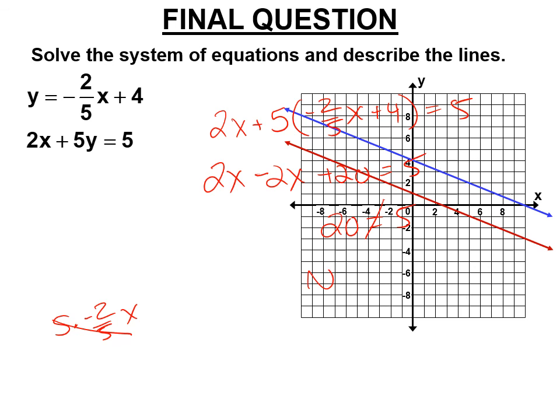Well, that's nonsense. So this is no solution, right? That's what that means. And in this case, what does it mean about the lines? This is where they're parallel, because they never intersect.